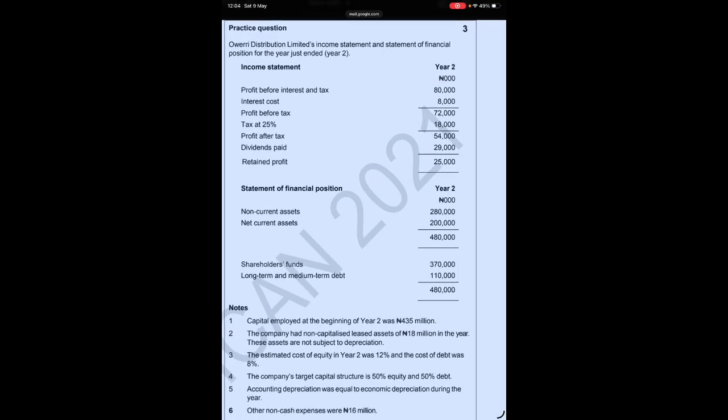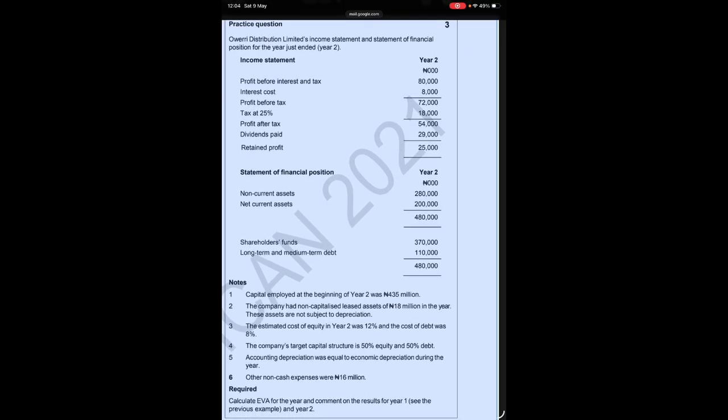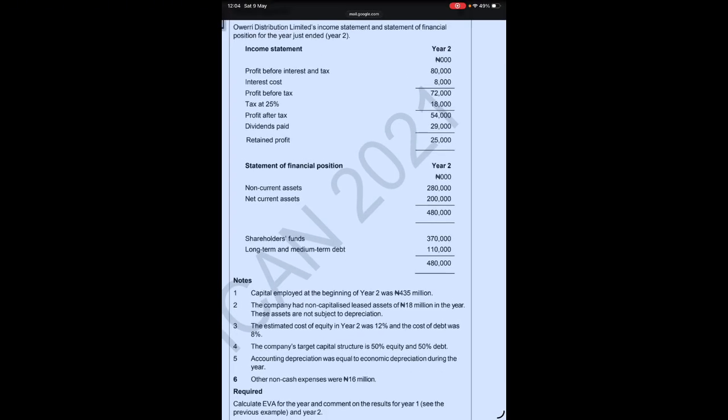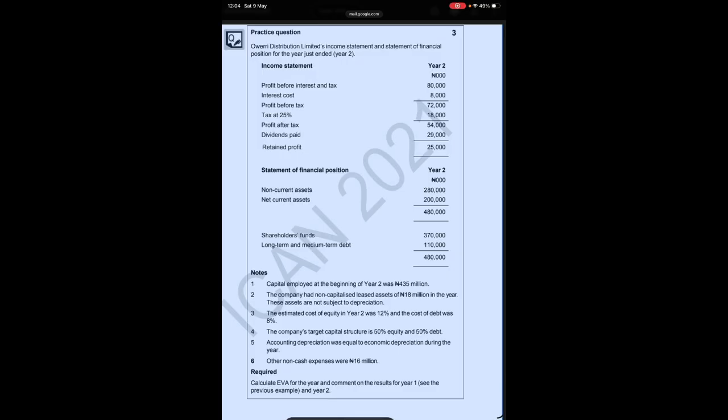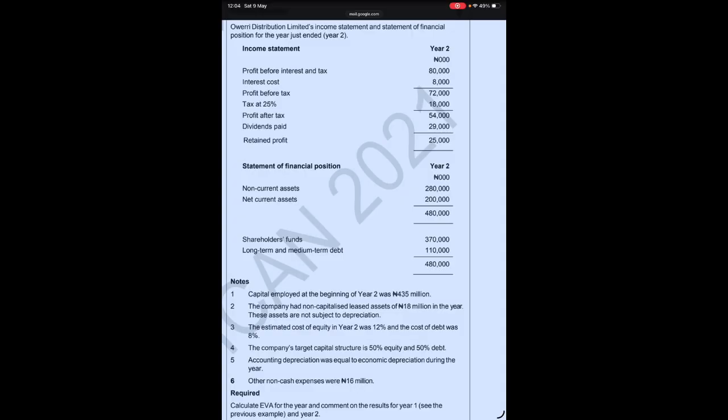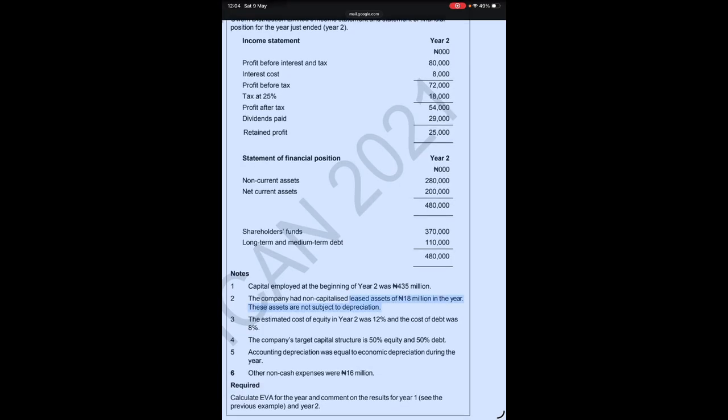First of all, like I said, you do your adjustment on the profit. Convert the accounting profit to economic profit. So the normal profit you have, convert it. For this case, you should start with your profit after tax. Here the profit after tax is 54. So we'll just solve the question and see how it works. You can always refer back to this. So let's look at the profit after tax.